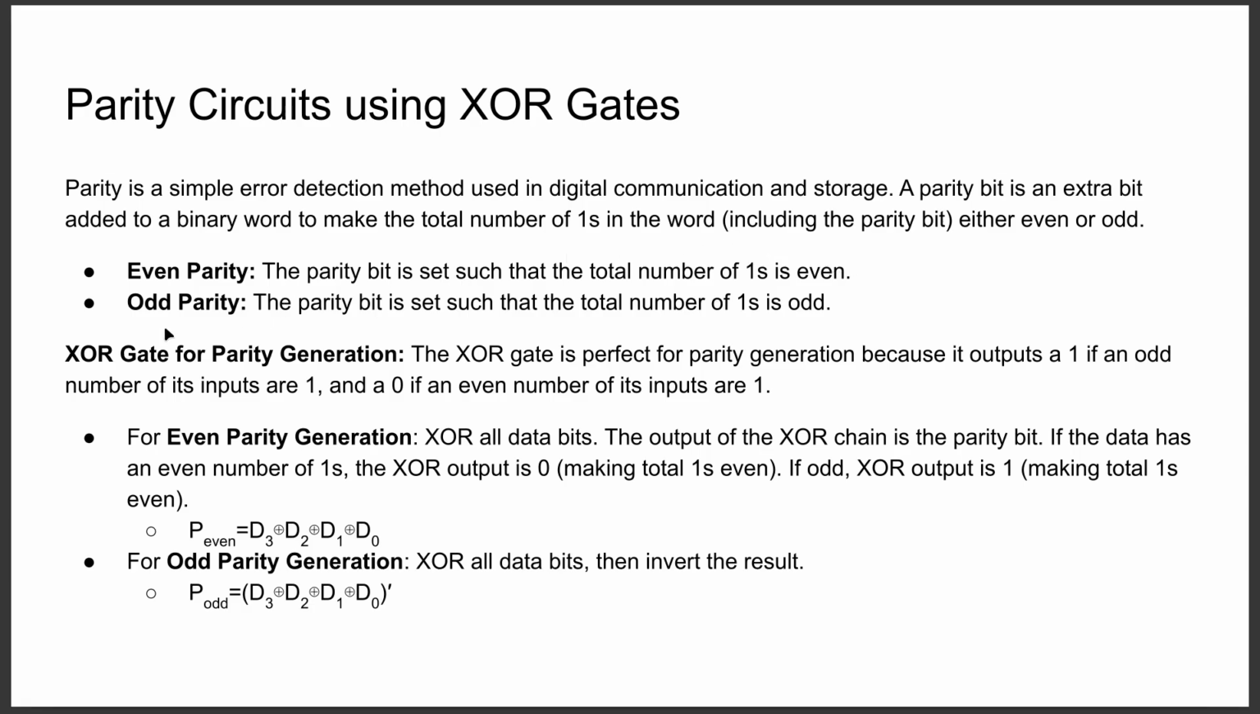The XOR gate is perfect for parity generation because it outputs a 1 if an odd number of its inputs are 1, and a 0 if an even number of its inputs are 1. For even parity generation, XOR all data bits. The output of the XOR chain is the parity bit. If the data has an even number of ones, the XOR output is 0, making the total number of ones even.